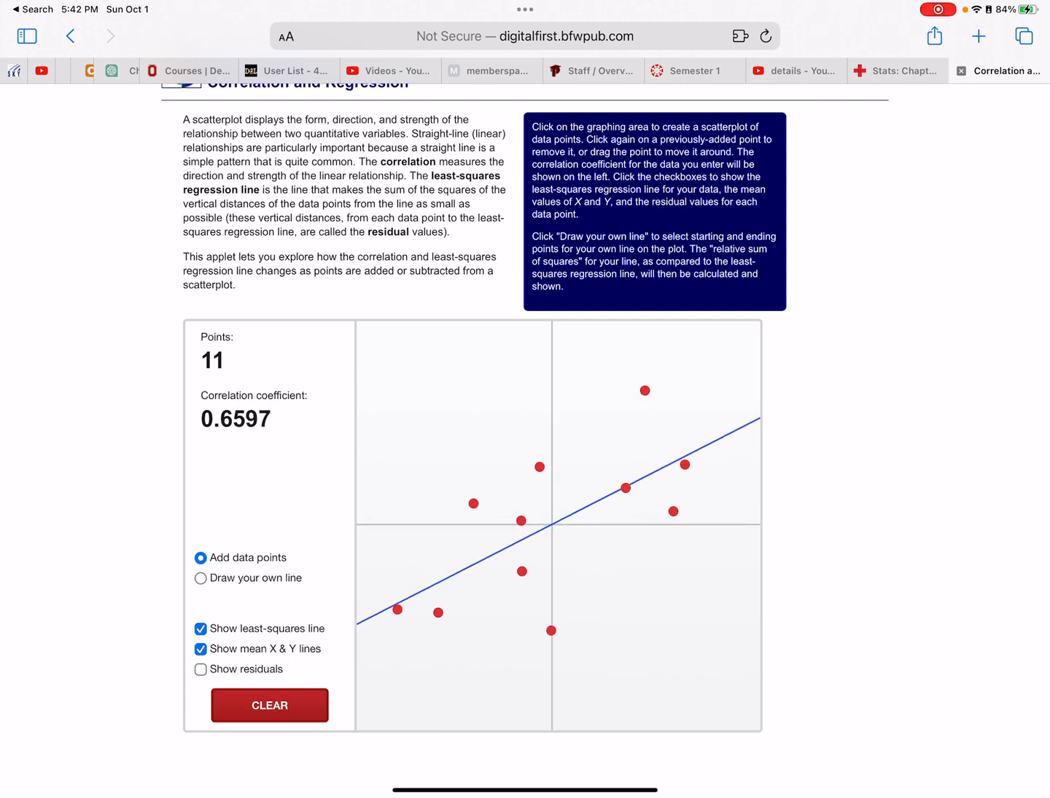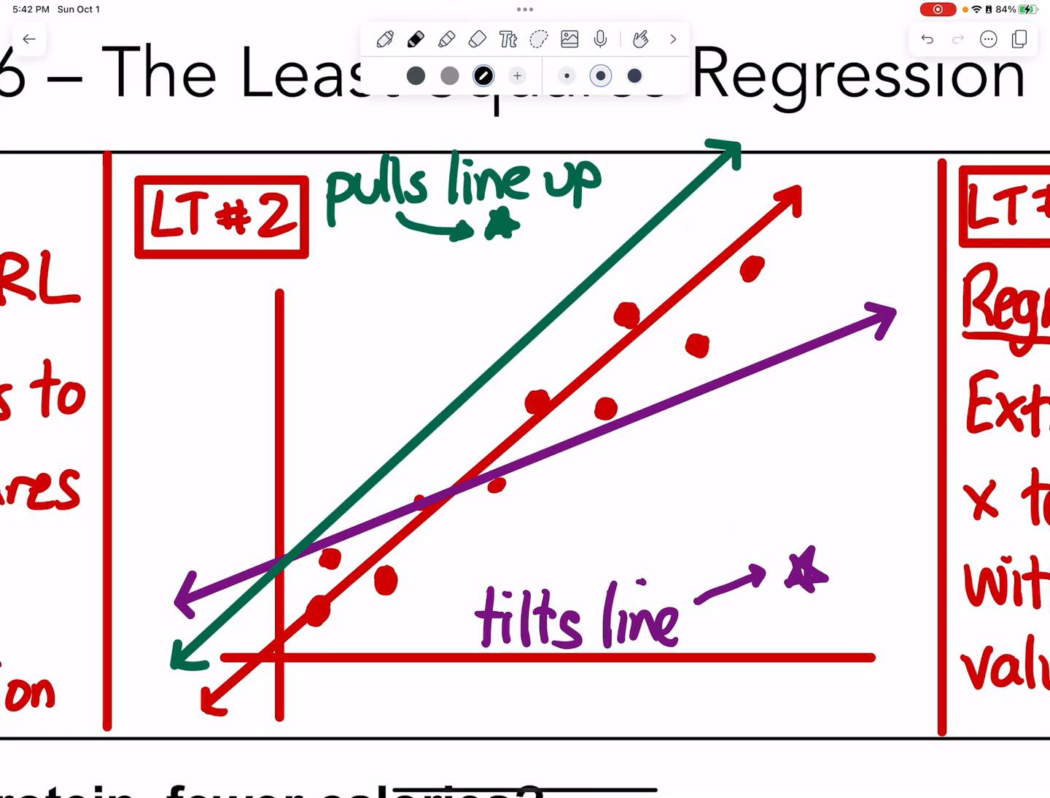So watch here. As I take an outlier up, you can see the line moves up and down. The line's moving up and down, but the slope's not changing. Now, if I have it go right and left, you can definitely see the slope and the y-intercept are changing. So you can see how the line pulls up when I went up and down, and it tilts the line when I go left and right.